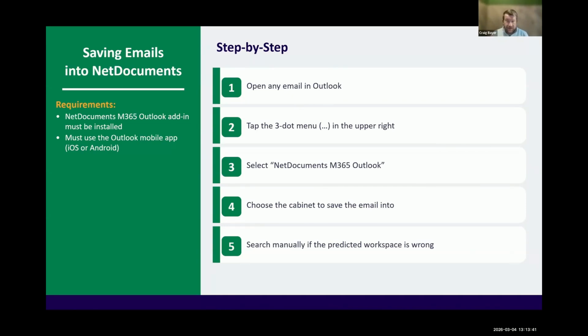You're not saving this stuff with the Mac Mail app. Like, the Apple Mail app isn't going to work. Gmail isn't going to work. It's got to be Outlook. So when you open up any email, you'll click on three dots, you'll choose the NetDocs, and then Save Email will come up and you will profile it.